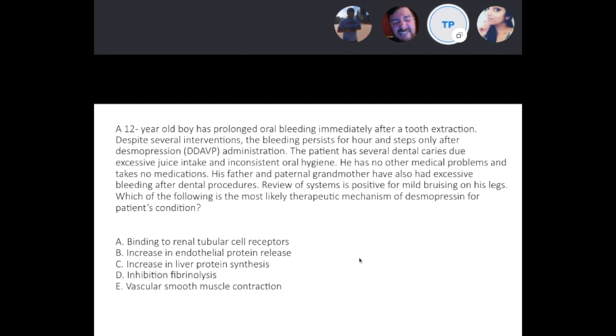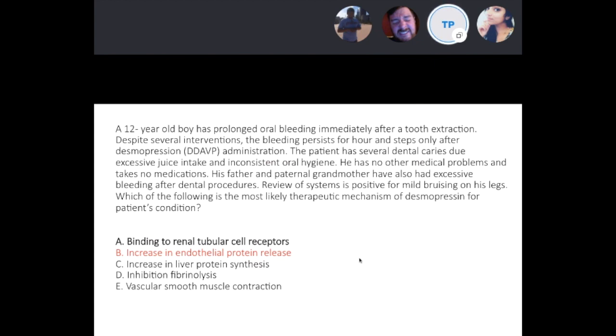Okay. All right. So the answer is B. Ignore the bolded. Sorry. The answer is B. So the mechanism of action of desmopressin is that it's going to release von Willebrand factor from the Weibel-Palade bodies of the endothelial cells, and it increases the von Willebrand levels.